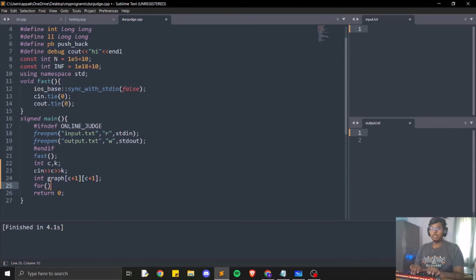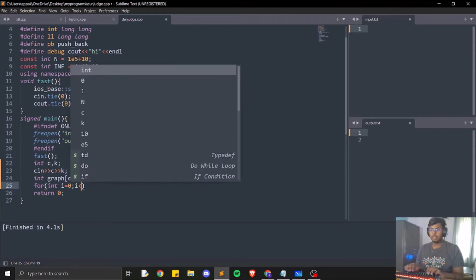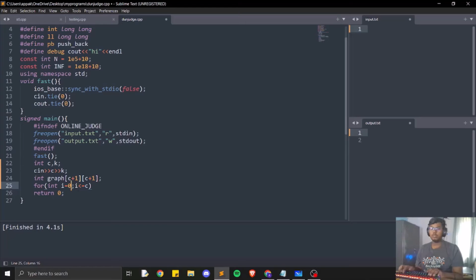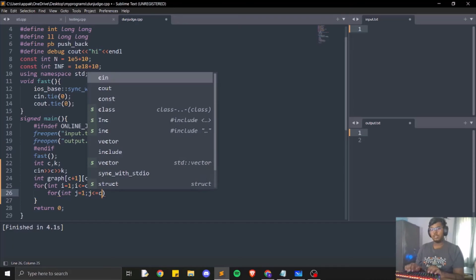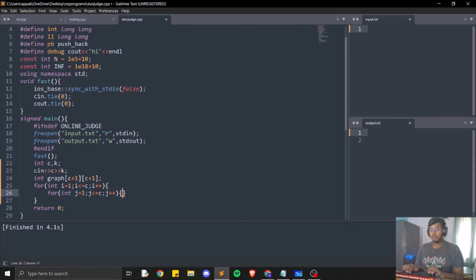So now let us initialize every entry to infinity. For int i equals 1 to c, i plus plus, for int j equals 1, j less than or equal to c, j plus plus.